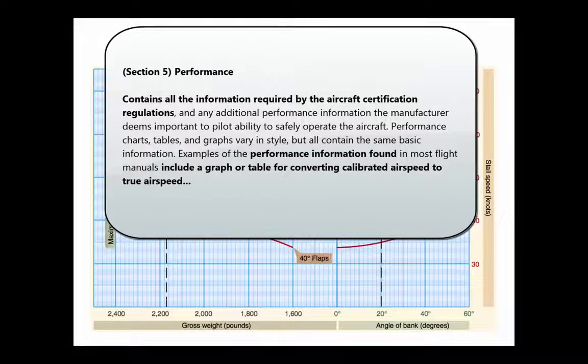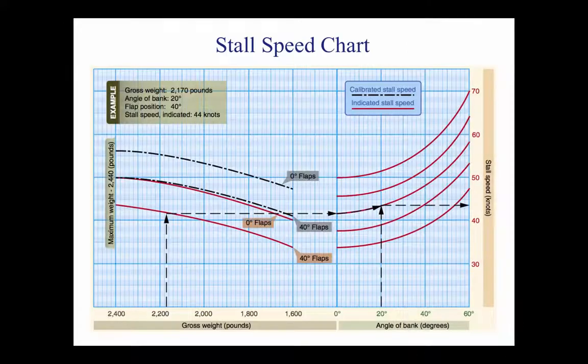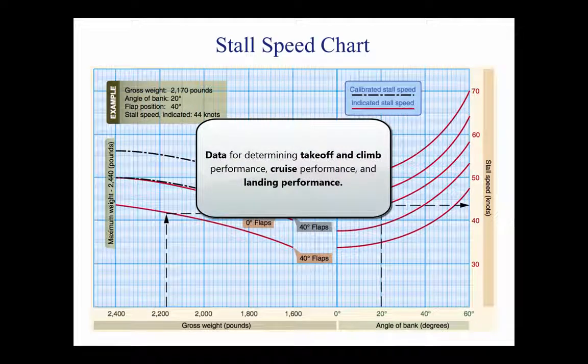Section 5. The Performance section contains all the information required by the aircraft certification regulations and any additional performance information the manufacturer deems important to a pilot's ability to safely operate the aircraft. Performance charts, tables, and graphs vary in style, but all contain the same basic information. Examples of the performance information found in most flight manuals include a graph or table for converting calibrated airspeed to true airspeed, stall speeds in various configurations, and data for determining takeoff and climb performance, cruise performance, and landing performance.